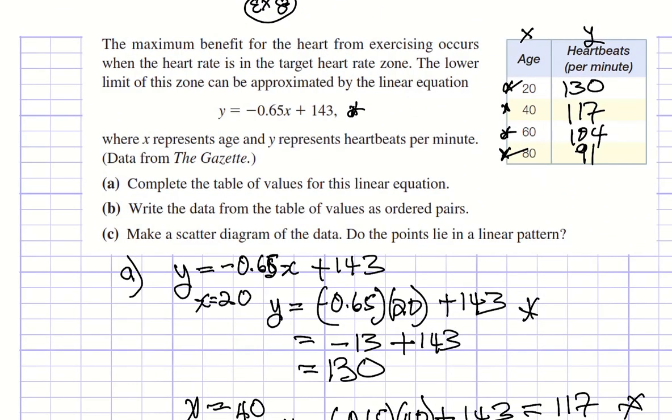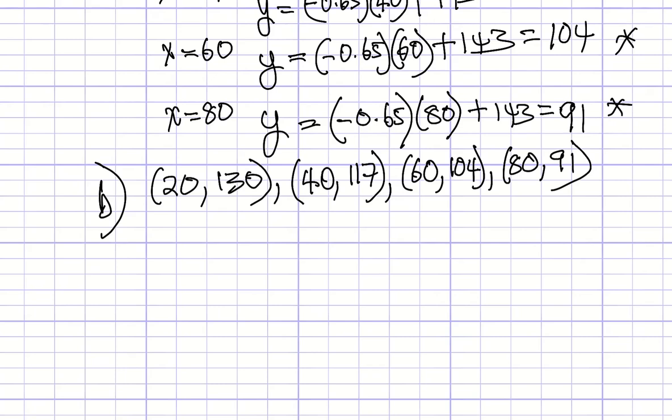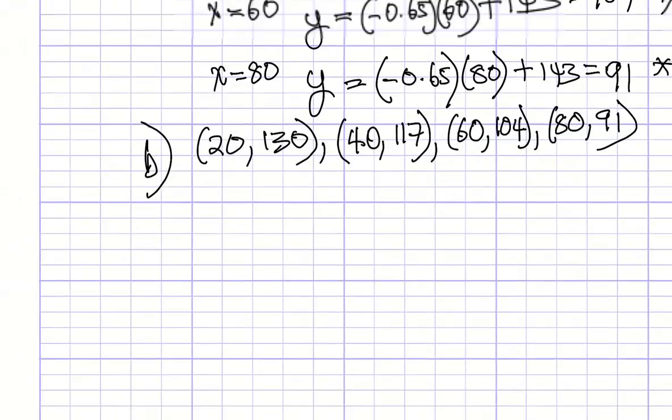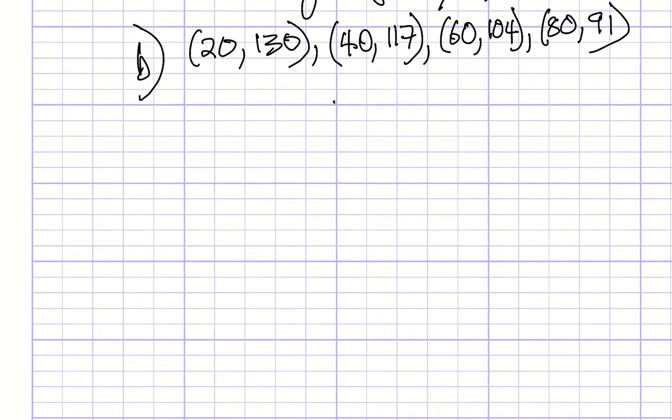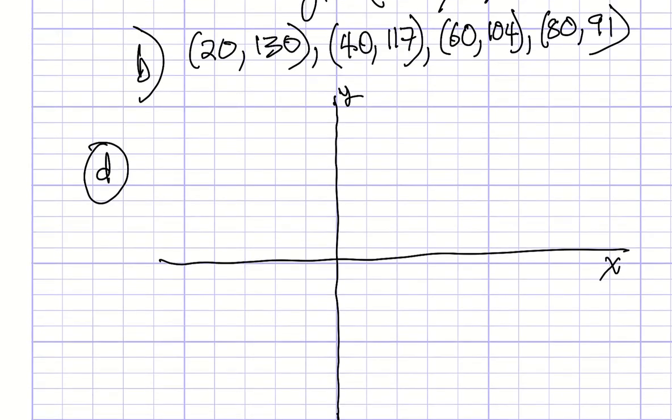Then you say, what is that? Make a scatter diagram of the data. Do the points lie in a linear pattern? So they want us to make a scatter diagram, man. Okay, so actually it'll be easier now because we choose our own interval. So don't forget what they do. You have X and Y. When you draw that, you gotta go like that, and then you gotta go like that. You see it, right? This is Y and this is X. Okay?